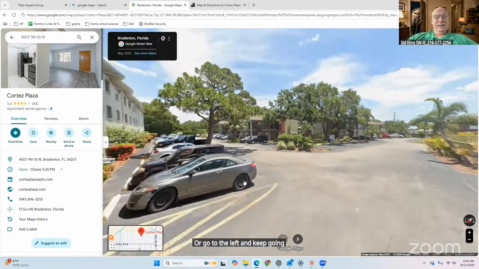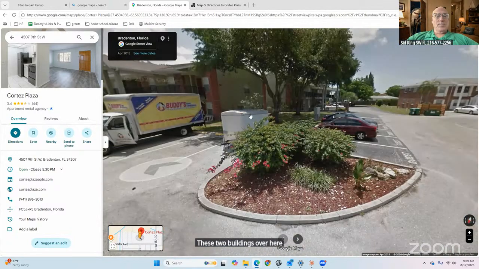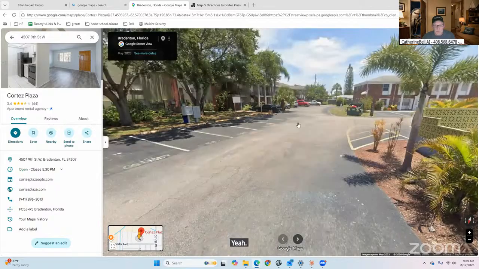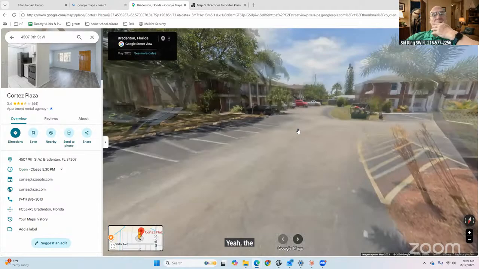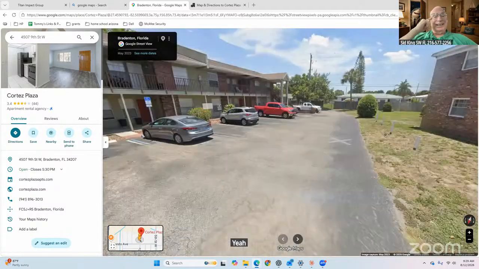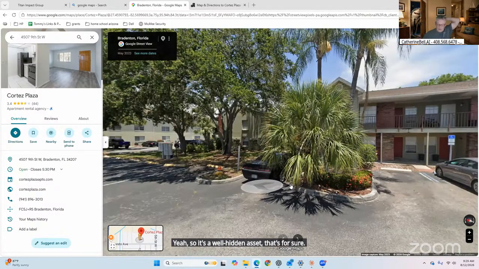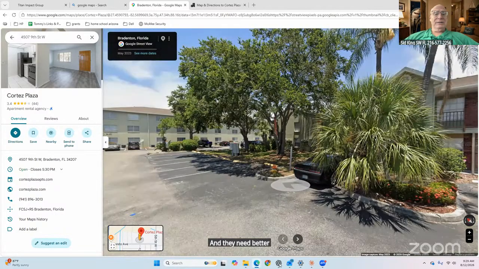Yeah, these two buildings over here. That one, and that one, and the one farther back too. It's a well hidden asset, that's for sure. And they need better signage out on the road too. It's got some tricks to find it.